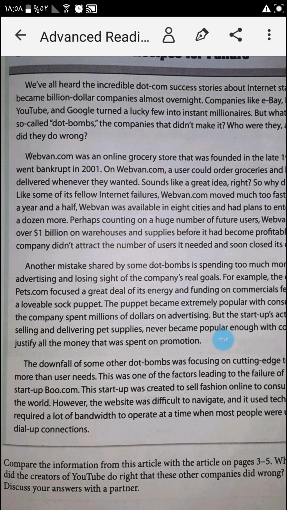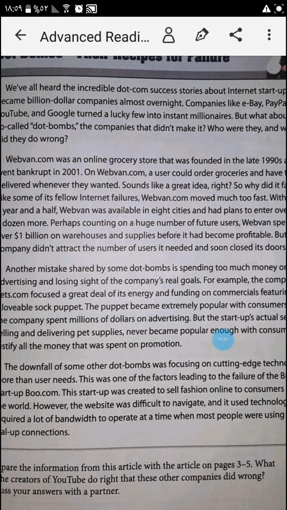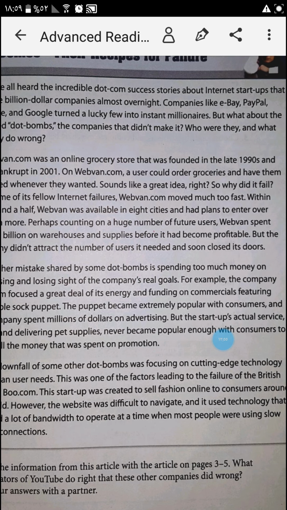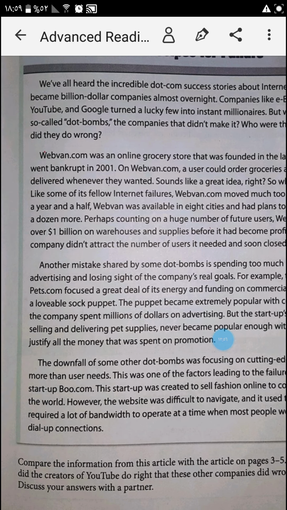Another mistake, this is another idea. So this is the second idea. The first one was companies like eBay. The second idea: another mistake shared by some dot-coms is spending too much money on advertising and losing sight of the company's real goal. So they spend money on advertising, but they didn't think about the real goal of the company, how to serve their customers, how to satisfy their customers' needs.